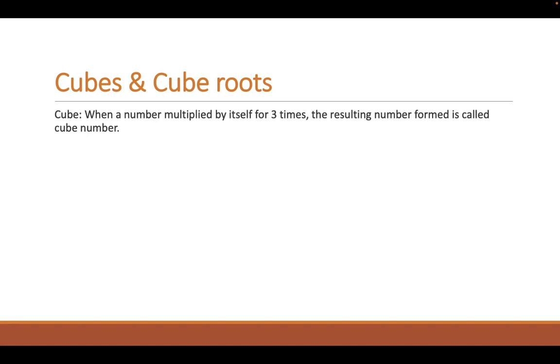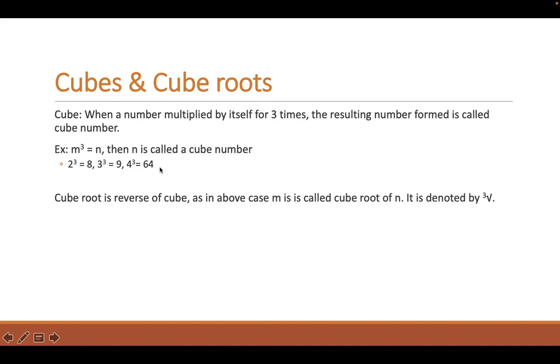What is a cube? When a number is multiplied by itself 3 times, the resulting number formed is called a cube number. Simple, as much as the square is. Square means multiplying by itself twice, here multiplying by itself thrice. Examples. Suppose n cube equal to n, where n is called a cube number. Examples are given here. 2 cube equal to 8, 3 cube equal to 27, and 4 cube equal to 64. Okay. Next one.